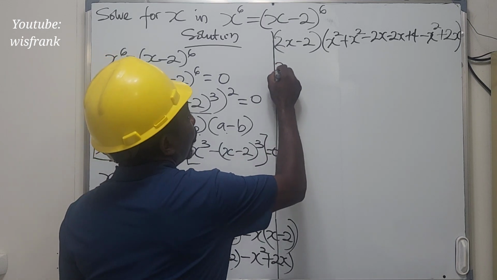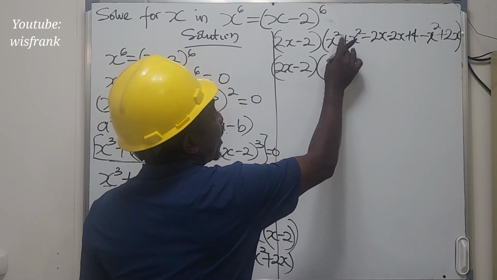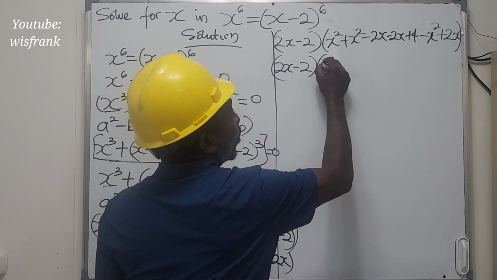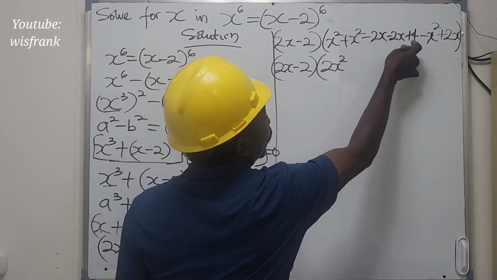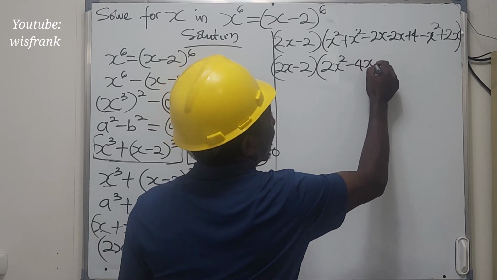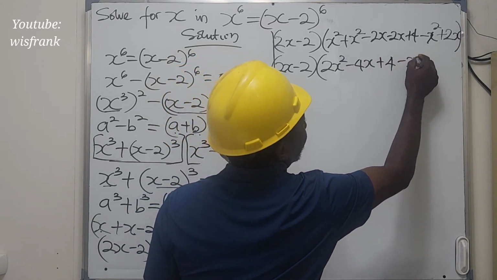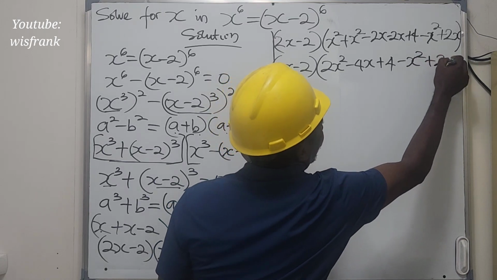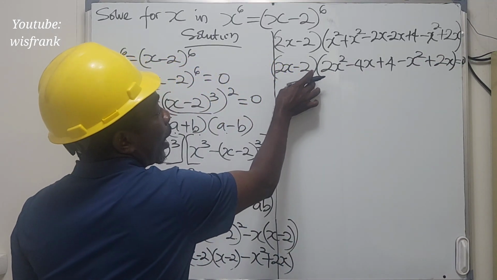So that will give us (2x minus 2). So we have here x squared plus x squared, we have 2x squared. Then we have minus 2x minus 2x, we have minus 4x. Then we have plus 4. Then we have minus x squared plus 2x equals to 0. So in this case, we have this.